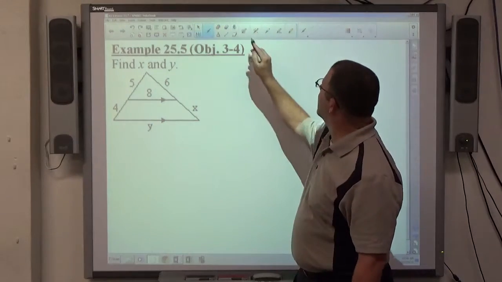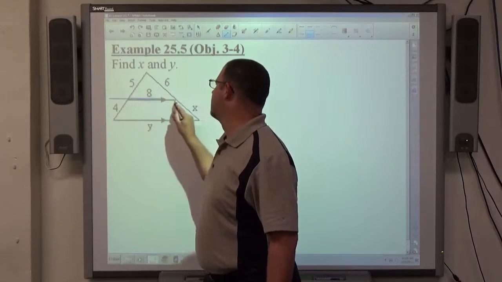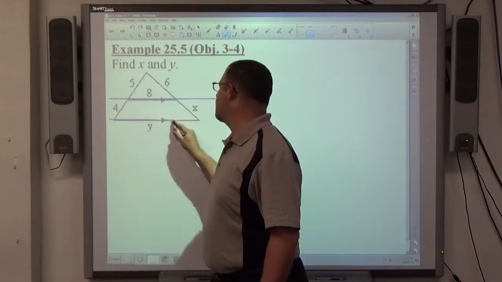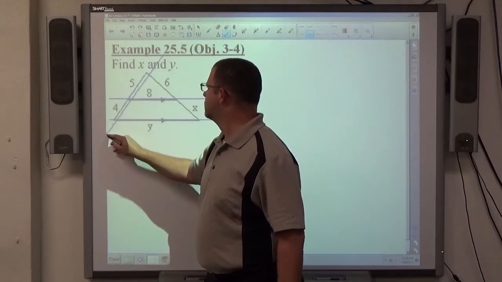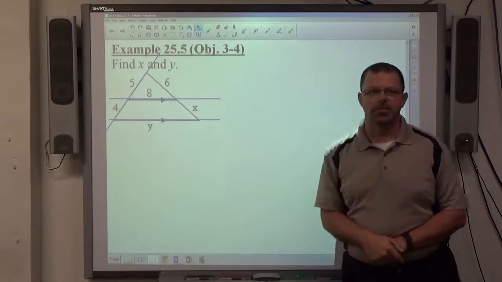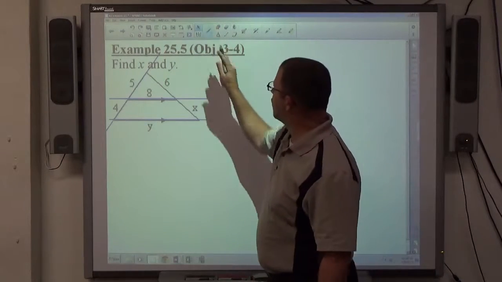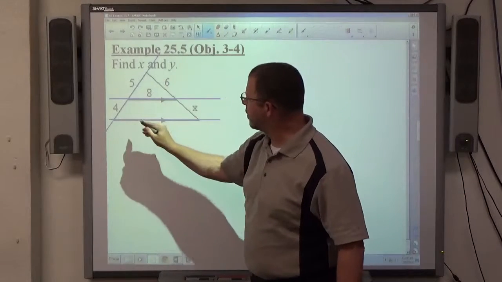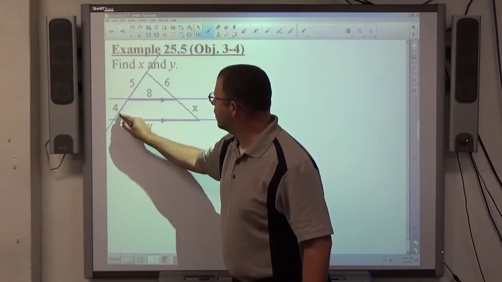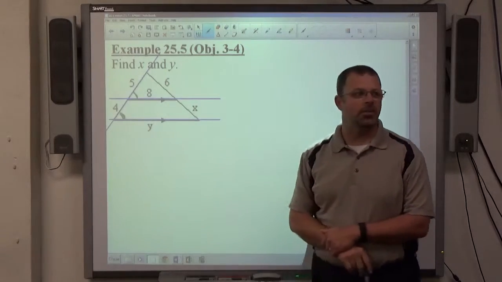So what I want you to realize here, and we've already dealt with this idea several times this year, if we have parallel lines cut by a transversal, all the acute angles are equal to each other on that transversal, right? So looking at that picture, just the two parallel lines and that one transversal, this angle's acute and this angle's acute, that means those two angles are going to be equal to each other, right? Because of the parallel lines.